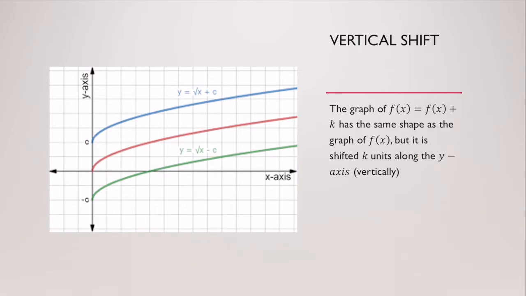So for example, in red here I have y equals the square root of x. If I was to add some constant, I would shift my graph up c units. If I was to subtract some constant, I would shift my graph down c units. And we've kind of seen this before. Let me show you where.